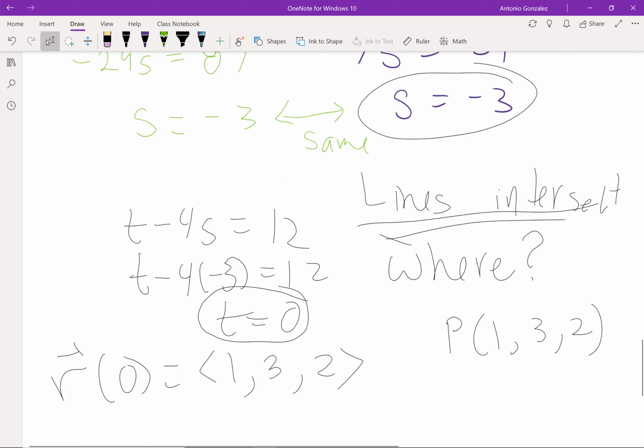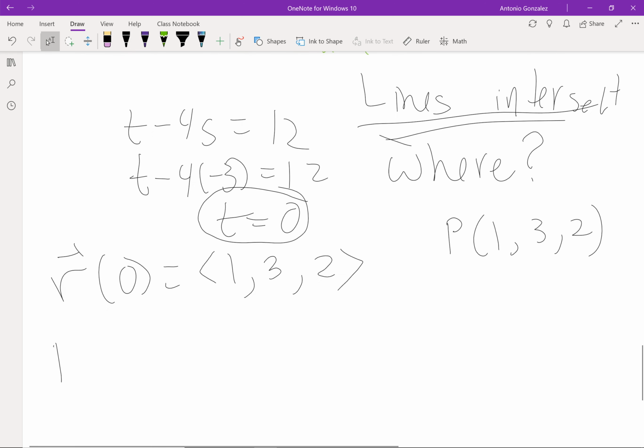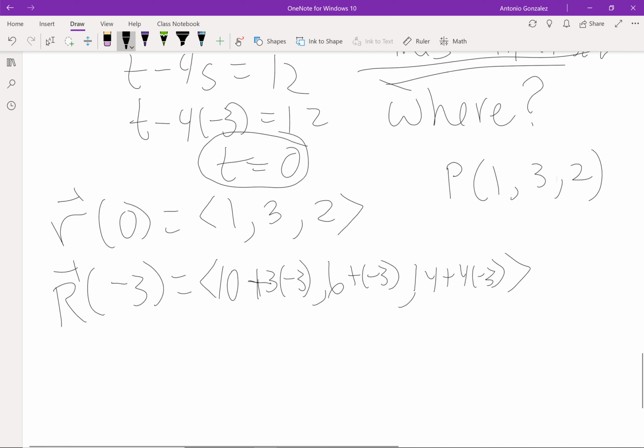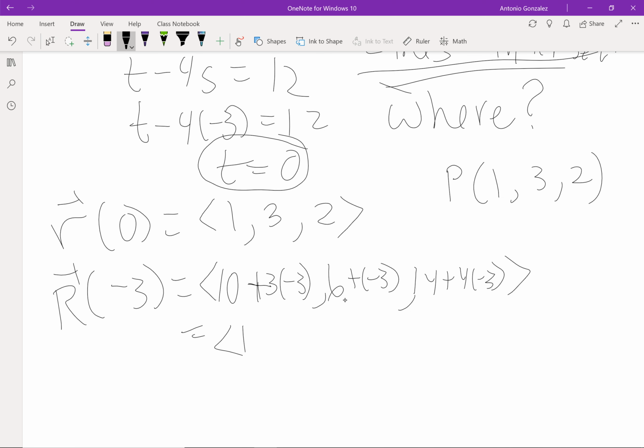Just so we are clear, let's double check here. r of negative 3 should yield the exact same point. So we get 10 plus 3 times negative 3, and 6 plus a negative 3, and then 14 plus 4 times negative 3. And you see here, 10 minus 9 is 1, 6 minus 3 is 3, 14 minus 12 is 2. So we see they are in fact pointing at the same point of intersection, which is what we concluded here. This is just double checking my work.